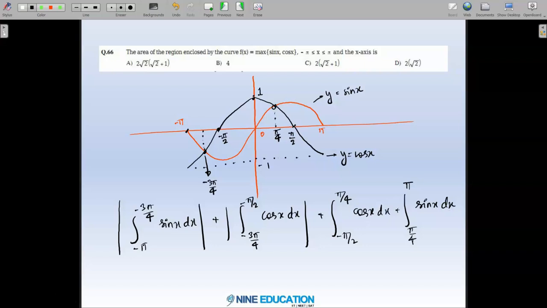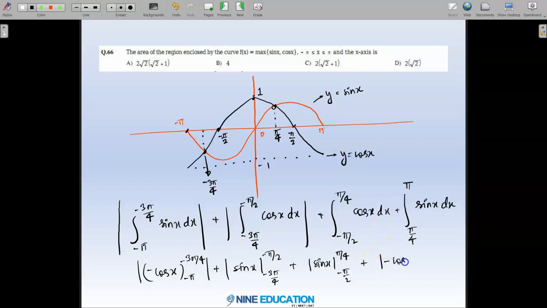Now integration of sin x is basically minus cos x. So minus cos x limits I have to put from minus pi to minus 3 pi by 4. Here also I need to make sure that mod is used, and again cos x integration is sin x limits minus 3 pi by 4 to minus pi by 2, and then again for cos x integration is sin x, and this is minus pi by 2 to pi by 4, and again at last sin x is there, so integration will have minus cos x. Okay, and this is not mod, we just need to put the values.